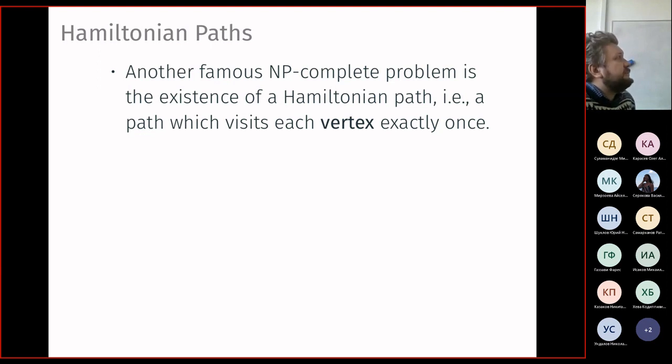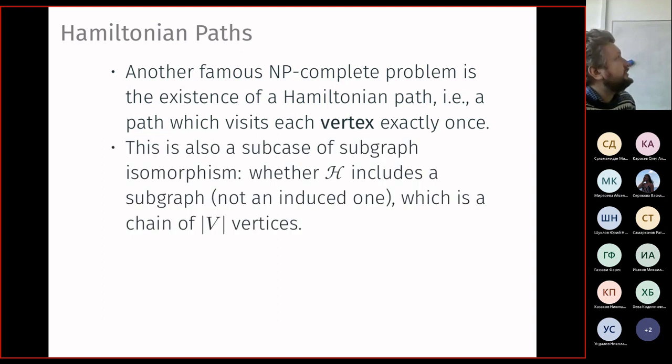So interestingly enough, Hamiltonian path is a specific case of subgraph isomorphism, but in the sense of not being an induced one.